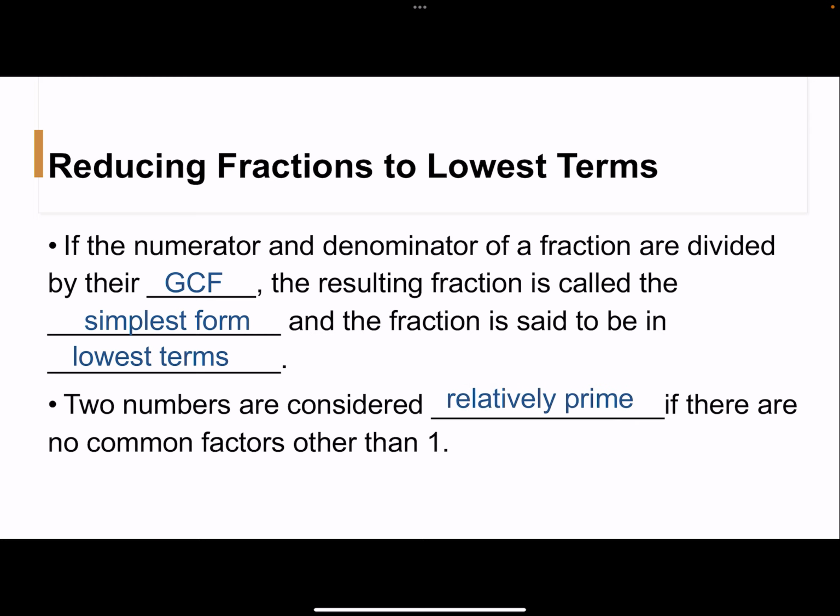Two numbers are considered what we call relatively prime if, when you're looking at those two numbers, there's no other common factor other than 1. We bring this into this lesson because if the numerator and denominator are relatively prime, then you know that your fraction is said to be in lowest terms.